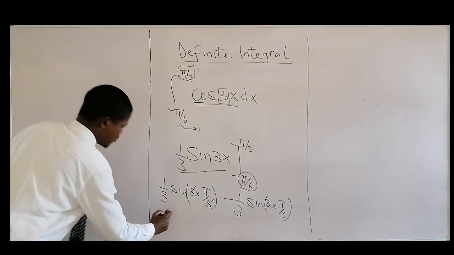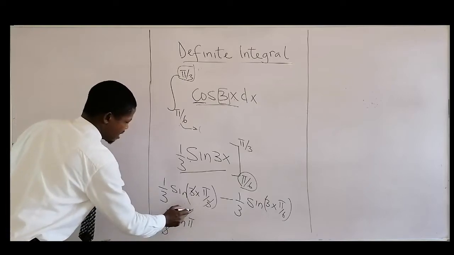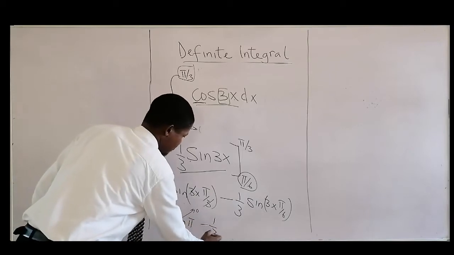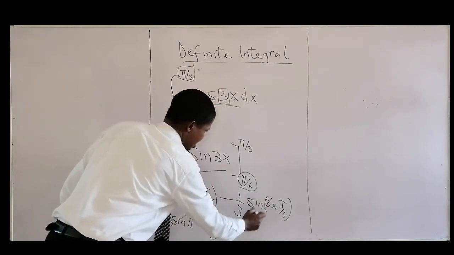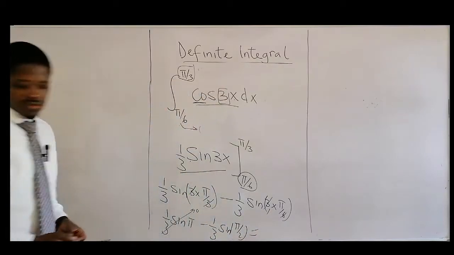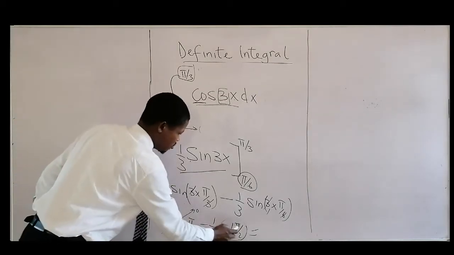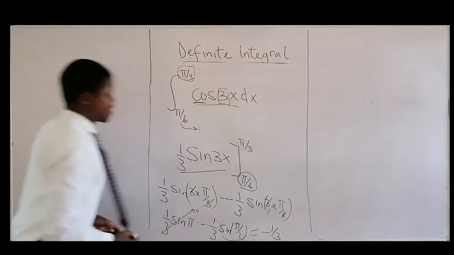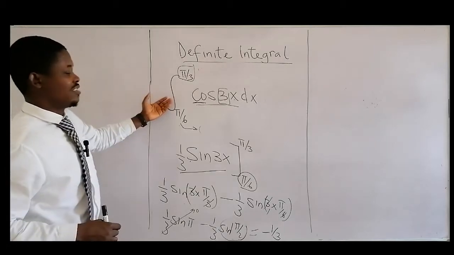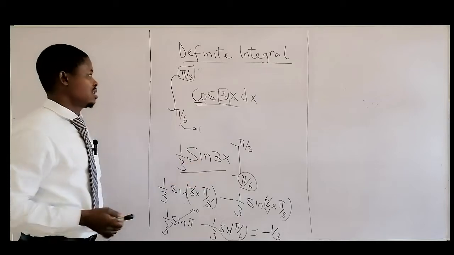So this will give you 1 over 3 sine pi. I think this will be 0, sine 180, pi is 180, that's 0. Then minus 1 over 3 sine, 3 times pi over 6, that's pi over 2. So you get a value for that. Sine 90 is 1, so you just have your minus 1 over 3 in that case. So that's the only difference between the normal integration and the one that has the upper and lower boundary. There won't be plus c.